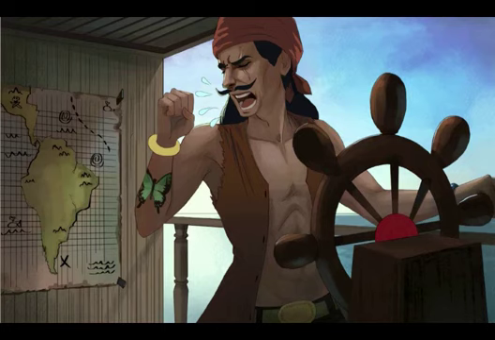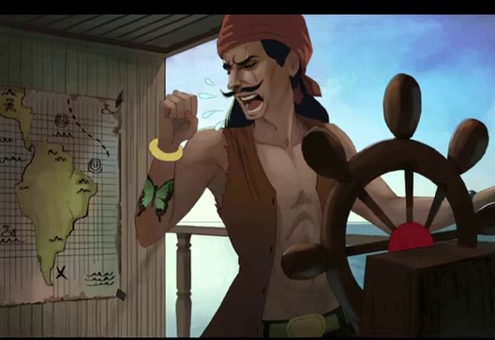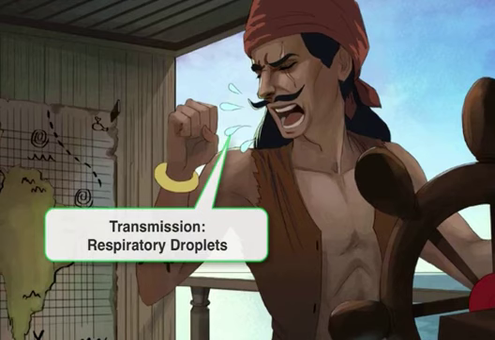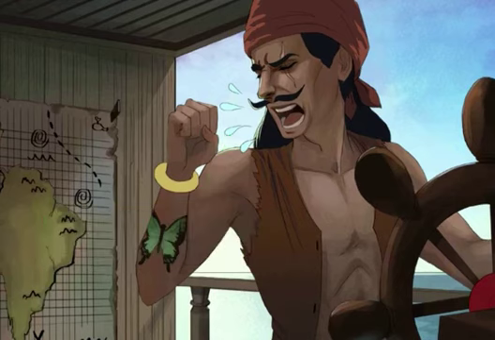Okay, that's enough for the general characteristics. Let's move on to clinical symptoms. As you can see, the captain is coughing, which is a major symptom of the infection, but it's also meant to represent the transmission of the fungus, and that's that it's transmitted through respiratory droplets. Notice we've exaggerated the water droplets shooting out of his mouth.